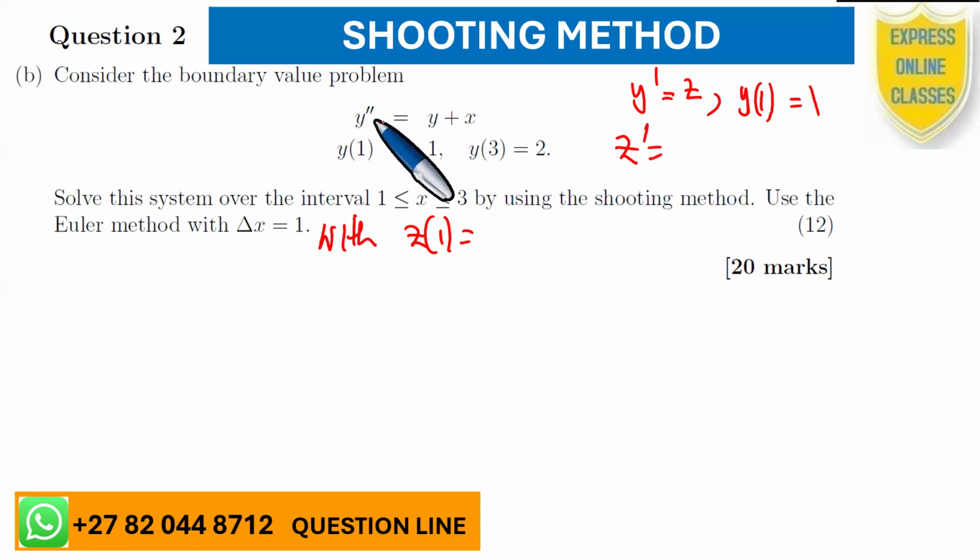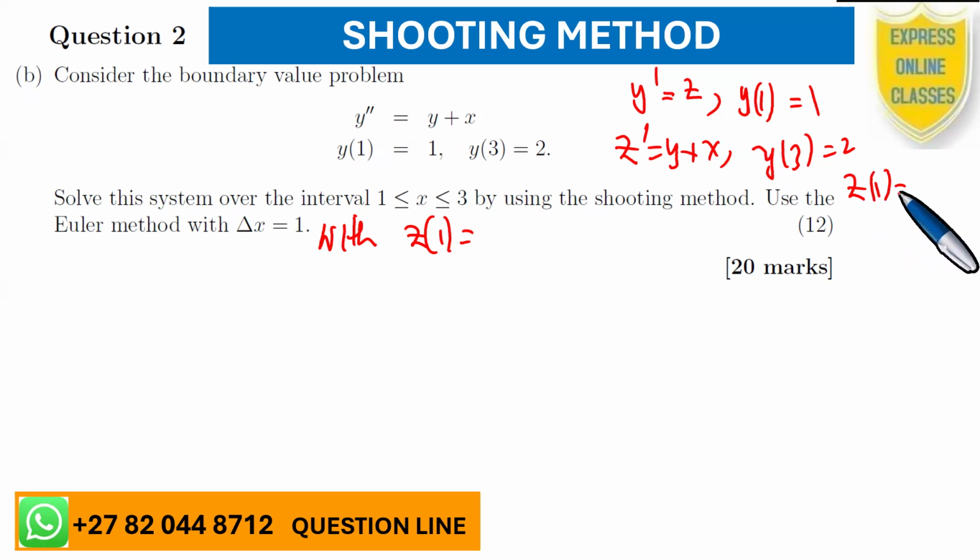Z prime becomes Y plus X. Okay, we wrote this one. I'm just writing it down. And then, obviously, now at this point, we have Y at 3 is 2. But the question is, what is Z at 1? Why do we even say, what is Z at 1? Well, the reason is because of the Euler method.